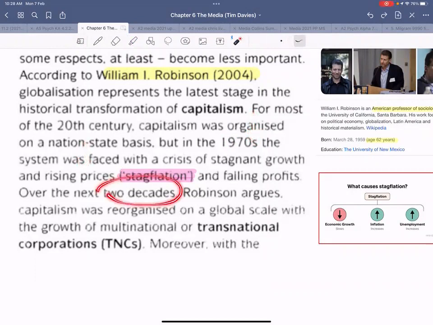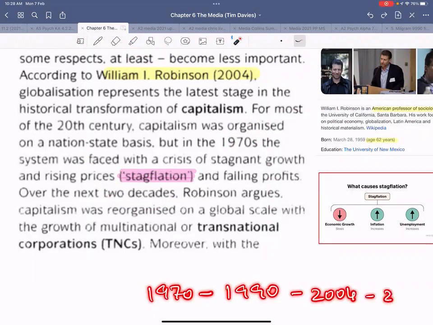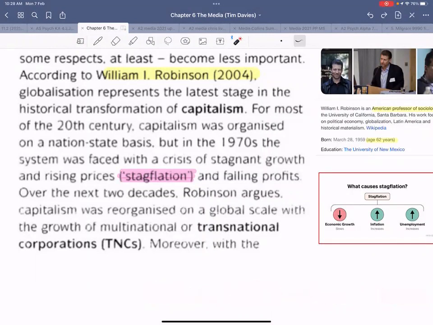Over the next 2 decades now, timeline, 1970s to 1990s, to 2004 when Mr. Robinson came up with this, to 2022 today. See, look at how things have been changing. Just look at how this capitalist system has evolved. Now, stagflation and falling profits. Over the next 2 decades, Robinson argues capitalism was reorganized on a global scale.